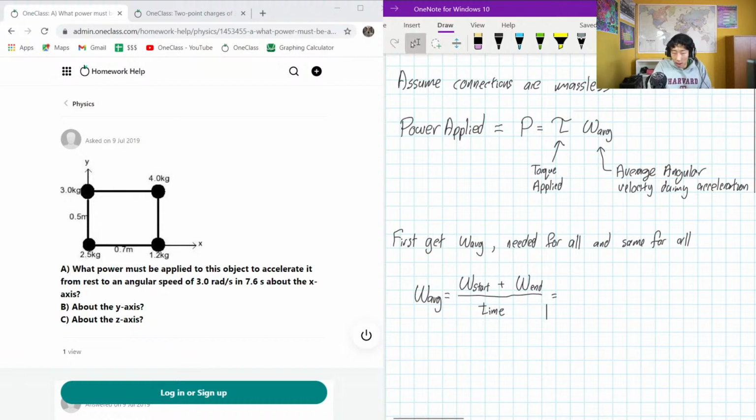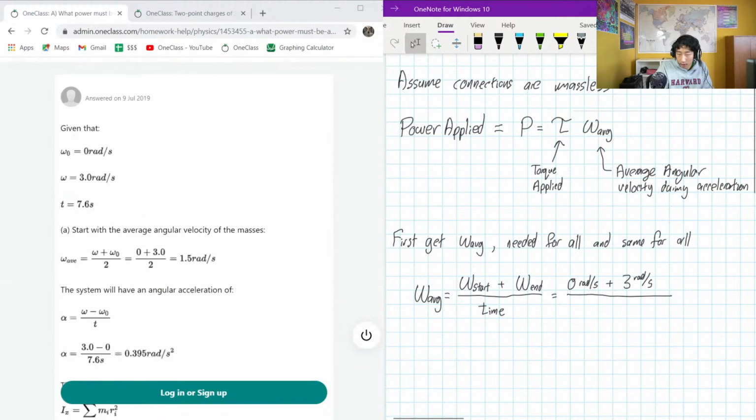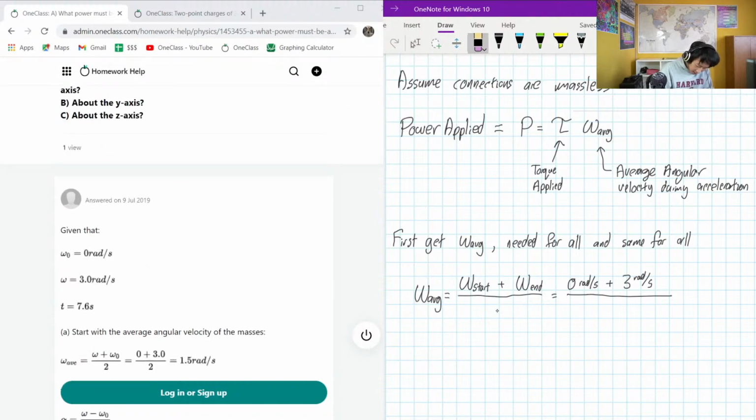Okay, so it mentions that it starts at rest, right? So rest means it has a starting angular velocity of 0, plus from rest to an angular speed of 3 radians per second, all divided by how many seconds? It's not how many seconds. I'm tripping. This is like the divided by 2, right? My bad, I was thinking about acceleration over there. It's because we're going to assume that it's a constant acceleration.